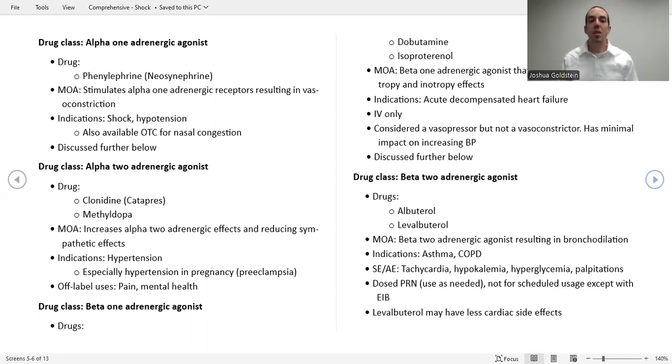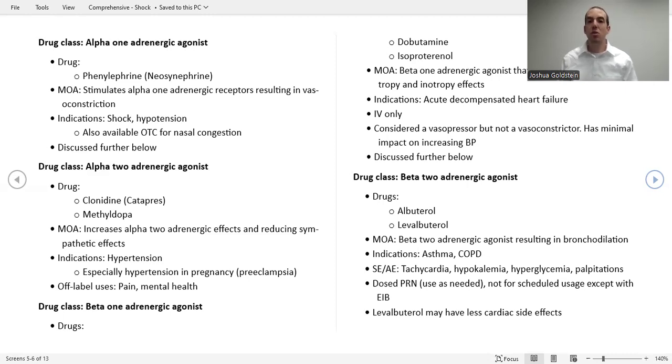These are two very commonly used medications for hypertension in pregnancy. Clonidine is also used off-label, sometimes for pain, sometimes for mental health disorders such as ADHD. And again, we already covered how it works. Next, we have the beta-1 adrenergic agonist. This will be dobutamine and isoproterenol. I mentioned this in the beginning of the lecture when we talked about shock, and we're going to discuss it more in depth at the end of our lecture when we get to the vasopressors and vasoconstrictors.